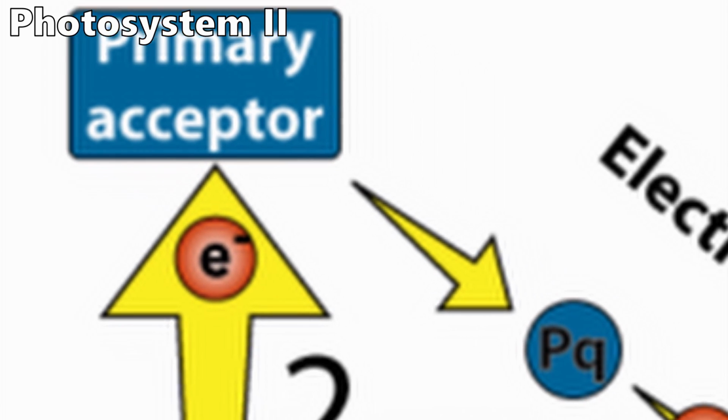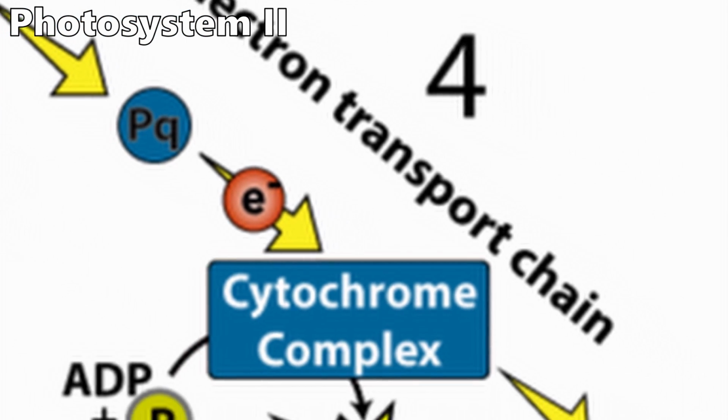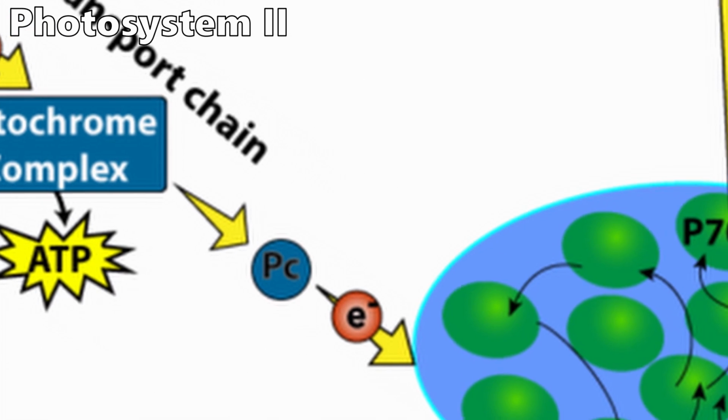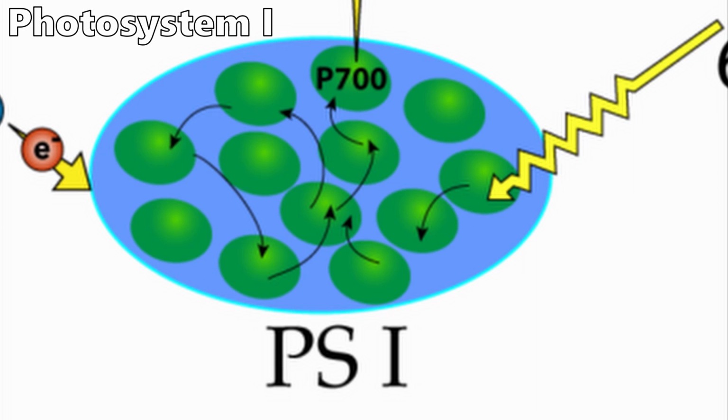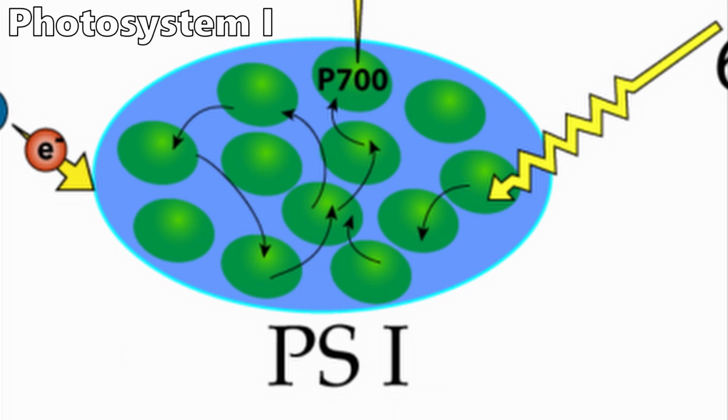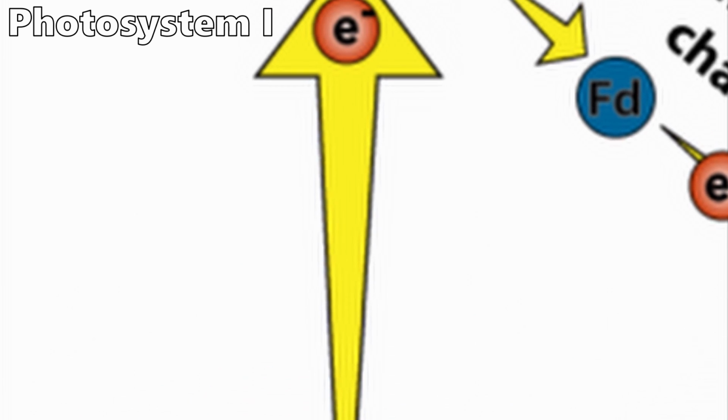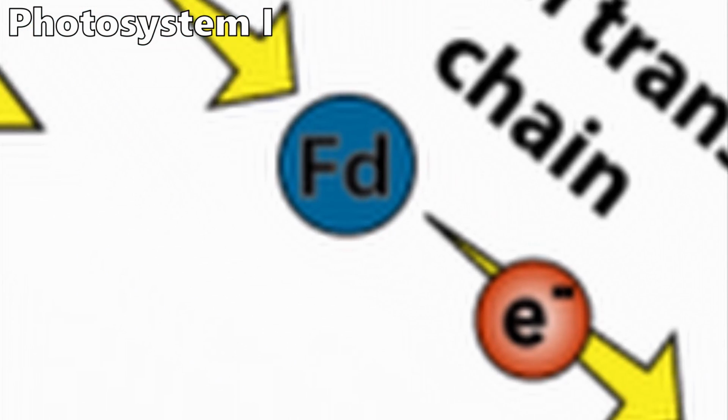Then that electron flies down the electron chain until it runs out of energy. It then goes into another chloroplast. When light hits that chloroplast, the electron gets flung off again. This time, it is used to combine two other things.